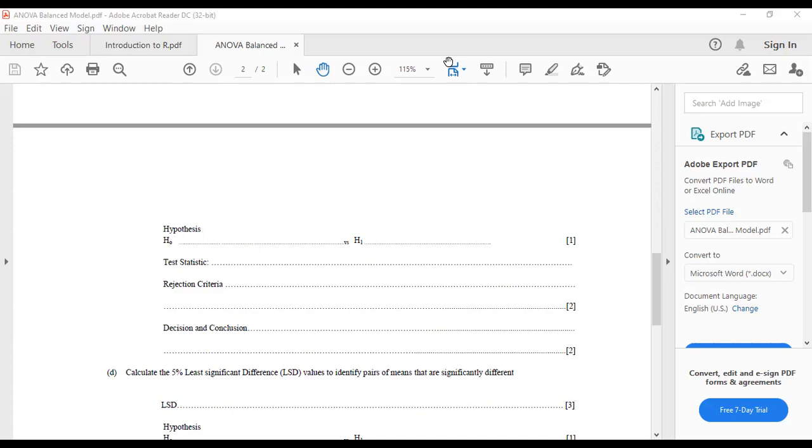Excellent. Millicent, repeat the conclusion. We reject the null hypothesis and conclude that at 5% level of significance, there is no sufficient evidence to conclude that the treatment effects are the same. All right, thank you.